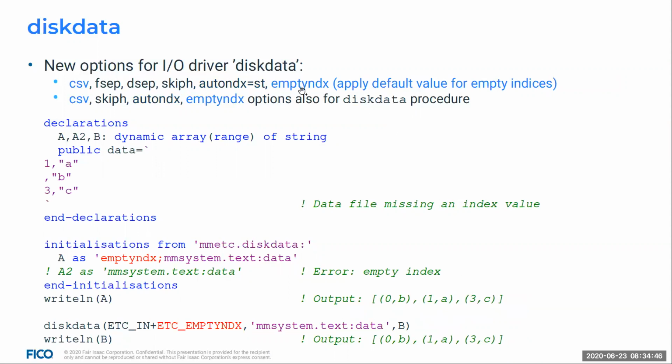Okay, another new option, empty index. Here I'm missing one index value. By default, Mosel is going to stop here and say there is no index value. I can skip this one, and this is going to be treated as the default value for this type. So for a numerical index, this would be 0. For a string index, this would be the empty string.